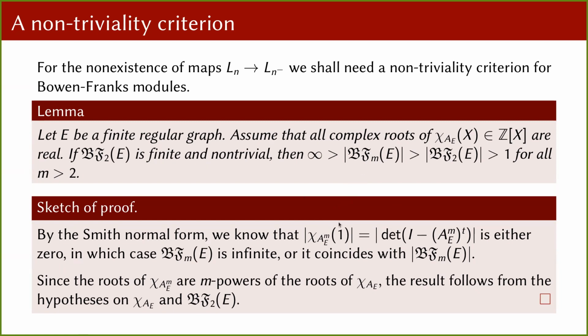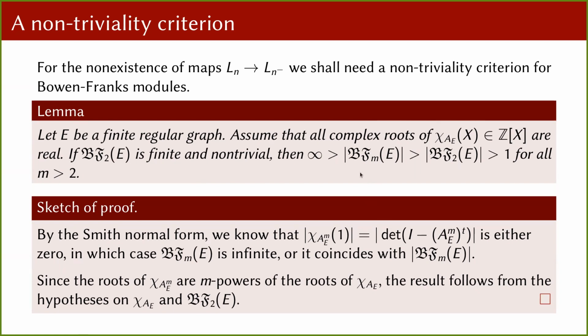One expresses this explicitly as the product of 1 minus all the powers of the roots, and then uses the triangle inequality to bound it below by the case m equals 2. So that shows that if BF2 is finite and non-trivial, then all of the others are finite and non-trivial, and their order is at least the one of BF2.